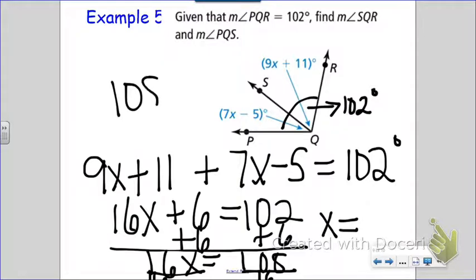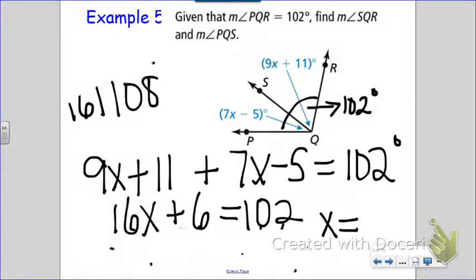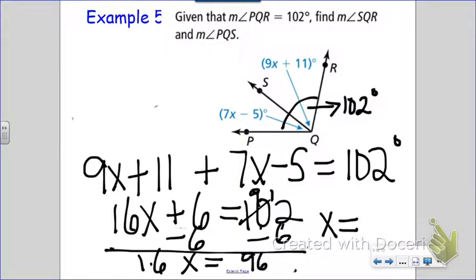So 108 divided by 16 will give us our answer. Mistake. Alright, let's fix that first. This should be a negative 6. Subtract 6, which is 16x equals 96. 96 divided by 16, so x would equal 6.